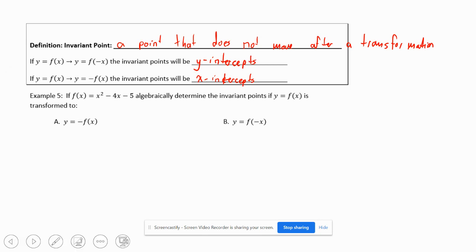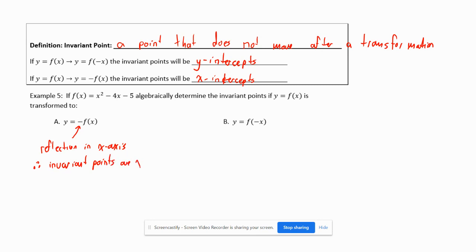Okay, so example 5: algebraically determine the invariant points if y equals f of x is transformed to y equals negative f of x. This is a reflection in the x-axis. Therefore, invariant points are x-intercepts.